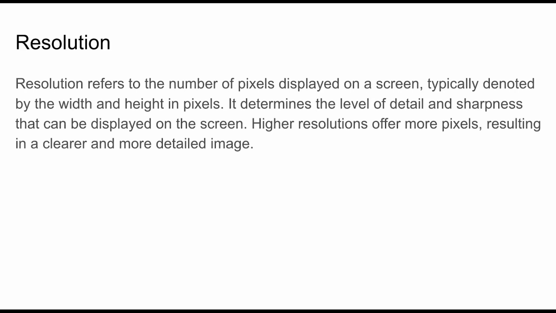The resolution is self-explanatory. It refers to the number of pixels displayed on the screen, typically denoted by the width and height in pixels. It determines the level of detail and sharpness that can be displayed on the screen. Higher resolutions offer more pixels, resulting in clearer and more detailed images. Whenever you're on YouTube, if you click on that little gear in the bottom right-hand corner, you can control your resolution. You can go from 144p to like 4K. Those are basically just the amount of pixels in the height and the width of your display.